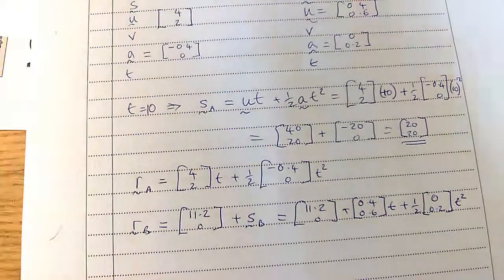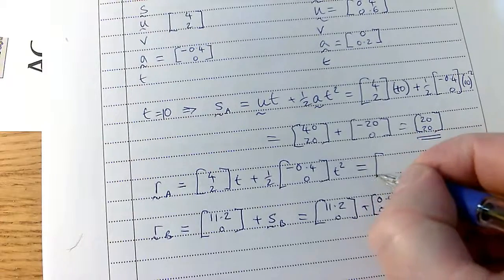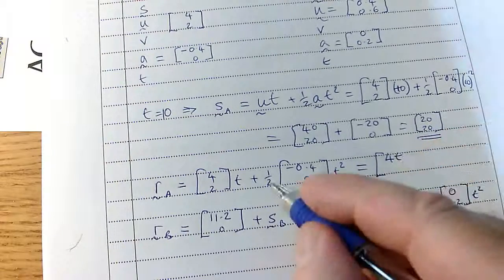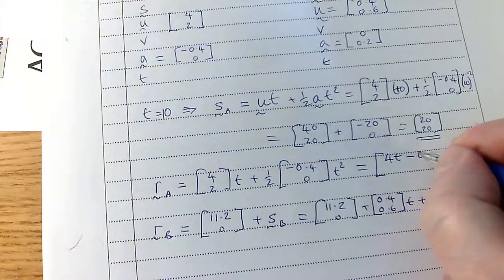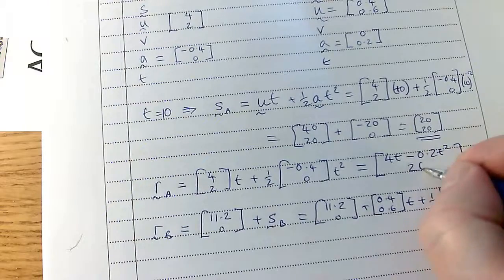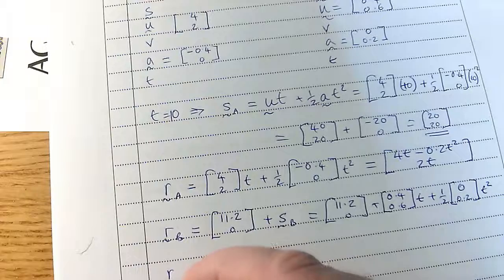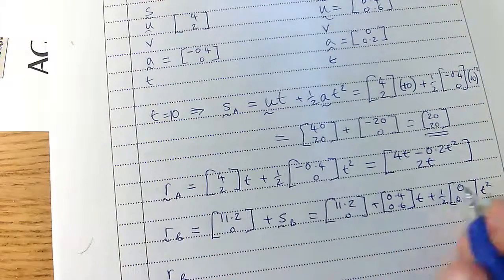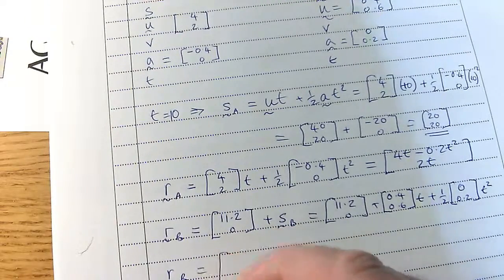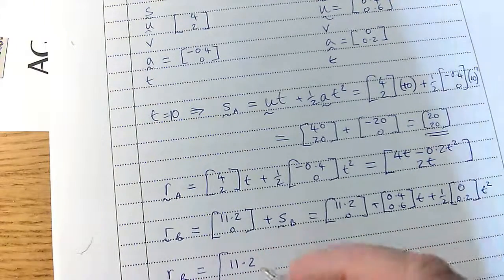So now I've got two positions, one for A and one for B. These particles are supposed to be colliding, so if they collide, it means they've got the same position vector. So we'll simplify both of these. A's one simplifies to 4T, and then a half times minus 0.4 is minus 0.2T squared here. In the other bit, it's just 2T, and this one's 0, which is quite nice. Then RB is the whole of this simplified. So at the top, I've got 11.2, plus 0.4T.